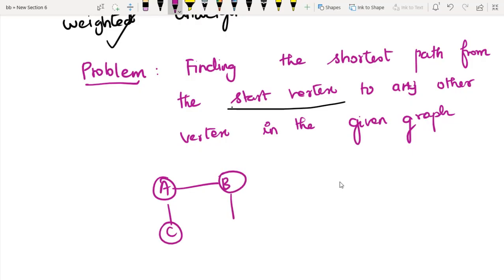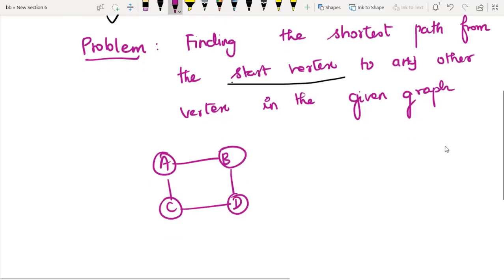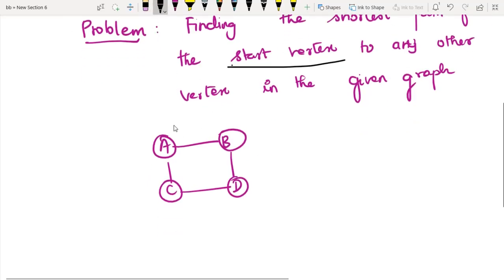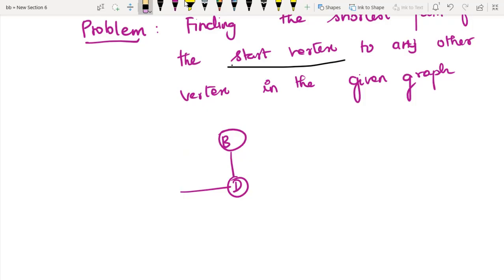For example, this is a simple graph, and you can assume either A, B, C or D as your starting vertex. So you have to take a starting vertex. Say, for example, I am assuming A as my starting vertex. From that starting vertex, what is the minimum distance to reach each and every vertex? To visit each and every vertex, not nodes, I'm sorry, vertex.